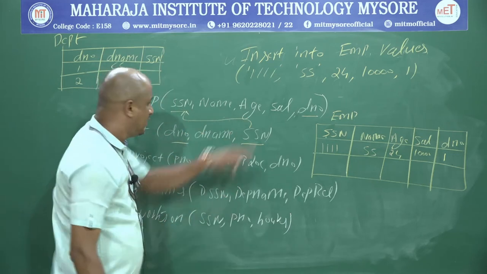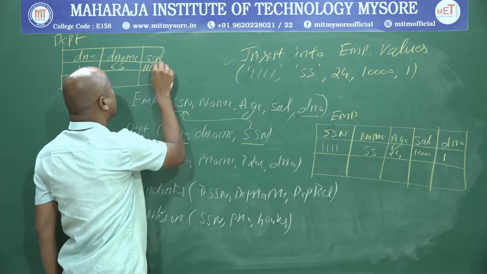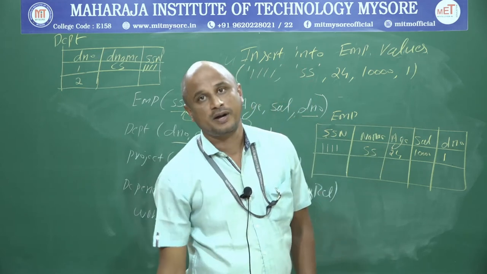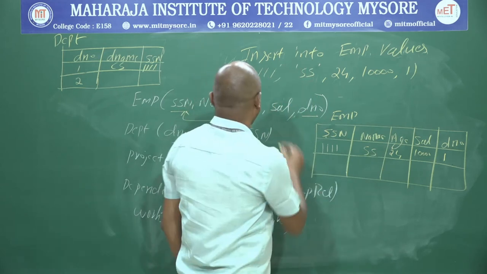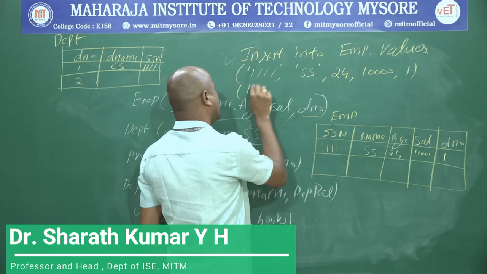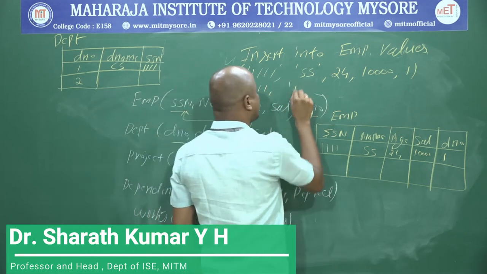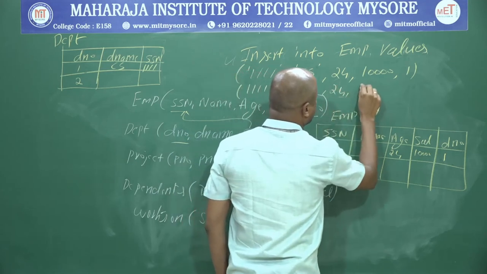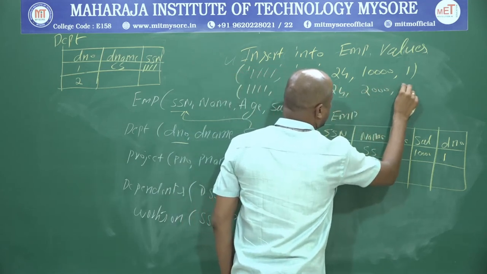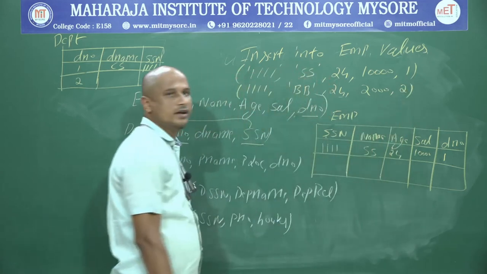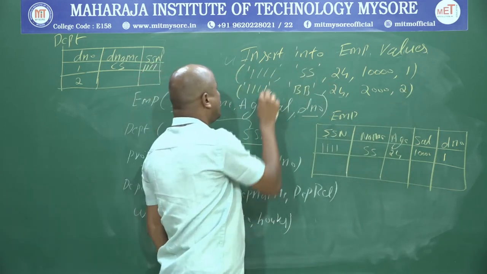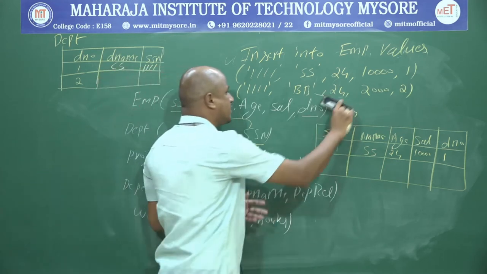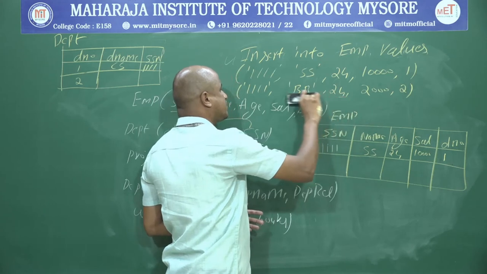If I say that it belongs to 11, then the manager is 11 for the department table. Next I will insert again 11 with BB, age 24, salary 2000, and department number 2. So what have I done here? I'm going for insertion again.